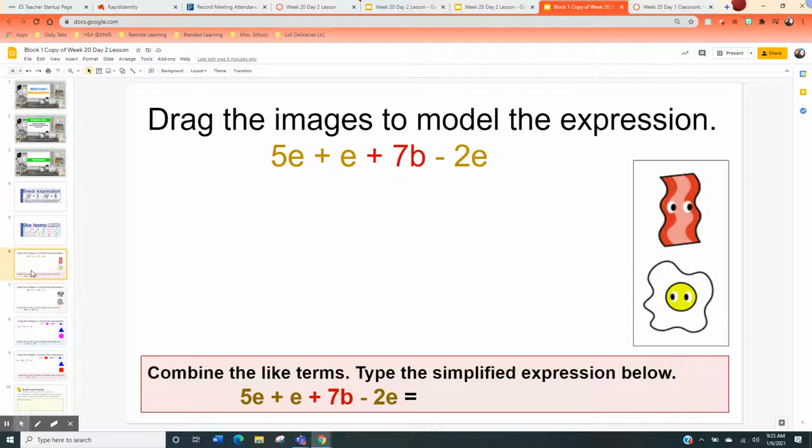So it says, drag the images to model the expression. So we have 5e plus e plus 7b minus 2e. So our bacon is obviously going to be our b, and our eggs are going to be our e. Bacon and eggs.